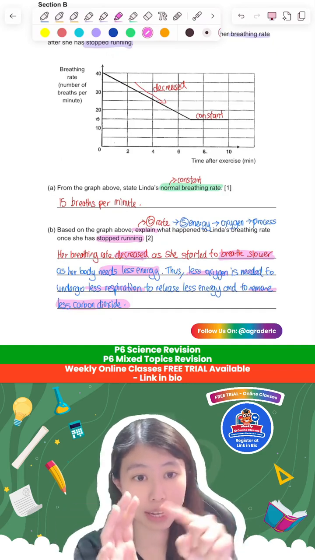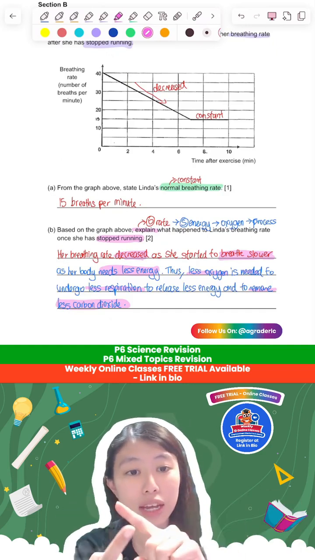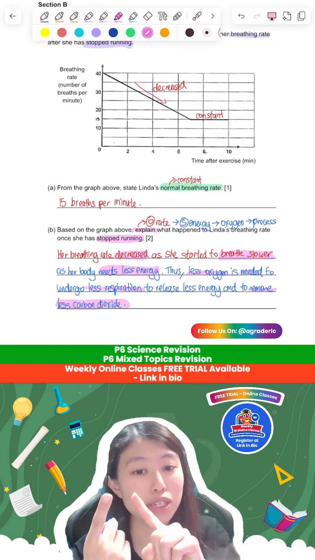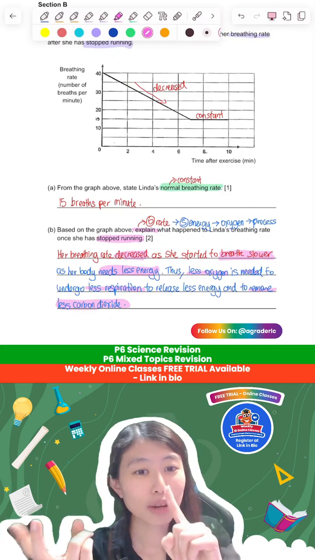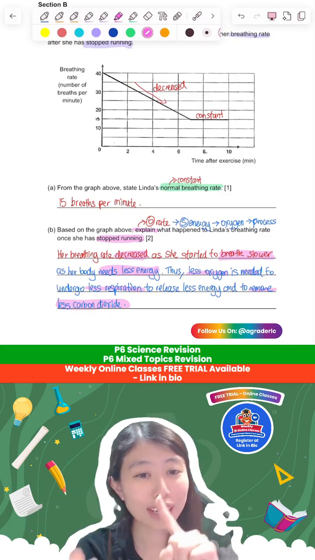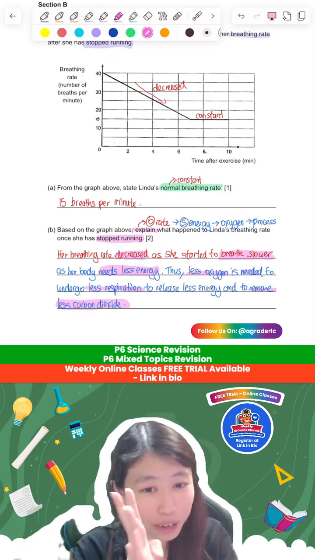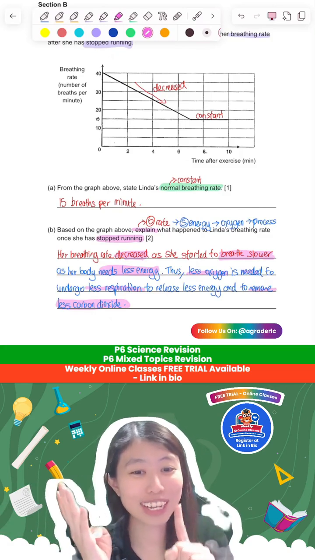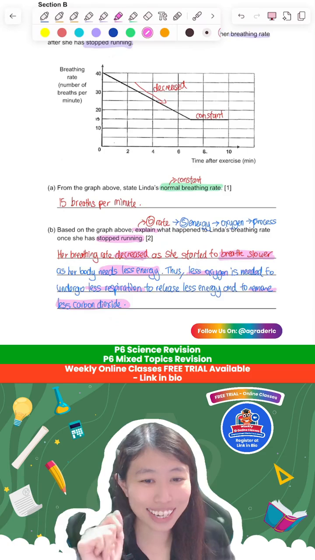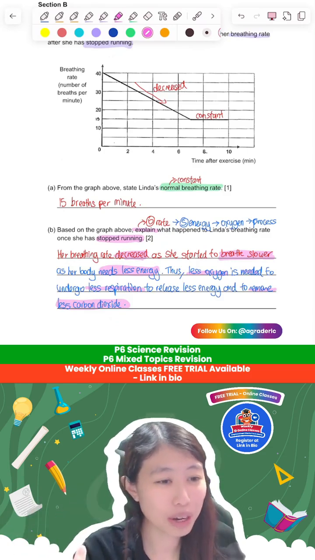Every time they ask why a person's breathing rate increases or decreases, you can use the same technique. Just replace. If it's an increase, you say breathe faster because the body needs more energy to struggle. So you need to take in more oxygen, more respiration or faster respiration, and to remove more carbon dioxide. If it's a decrease, it will be the other way around.